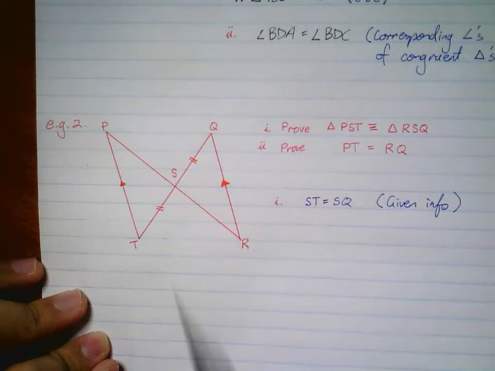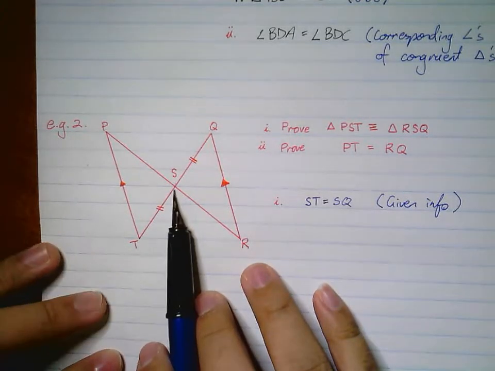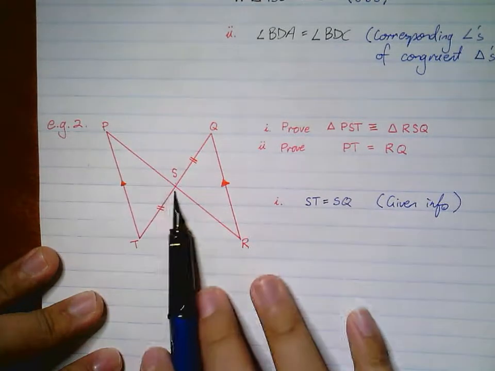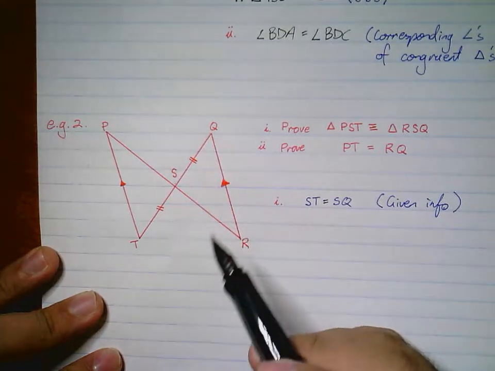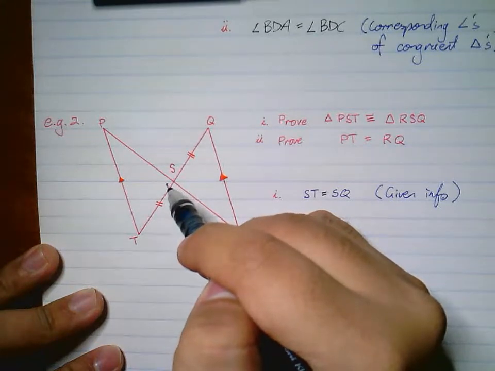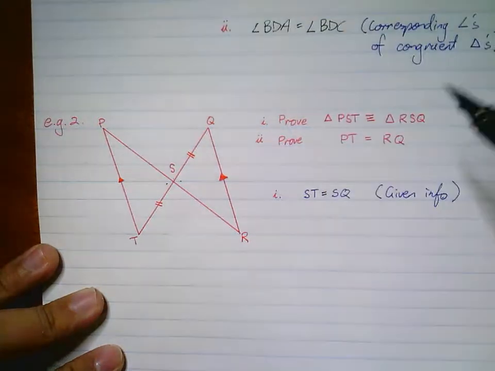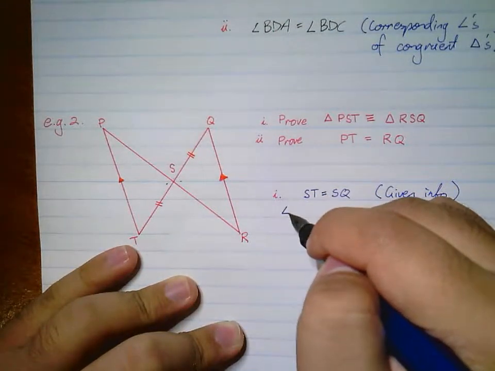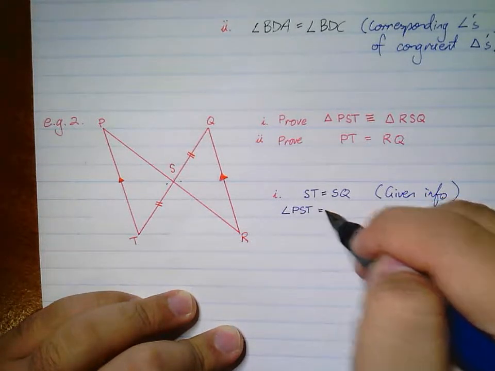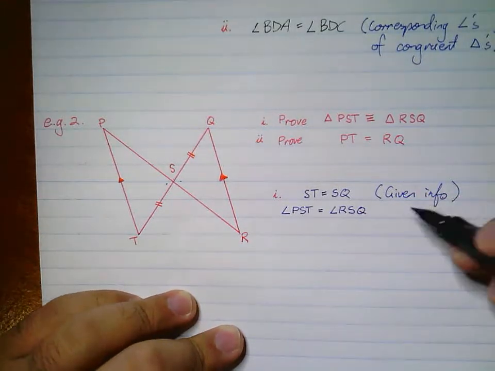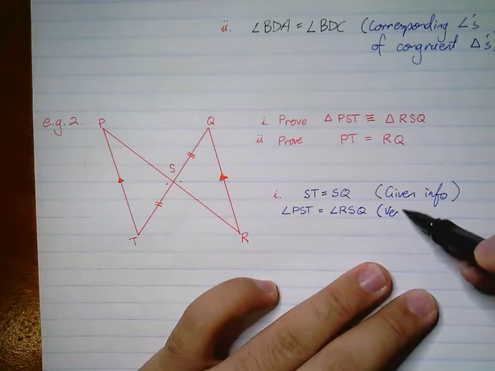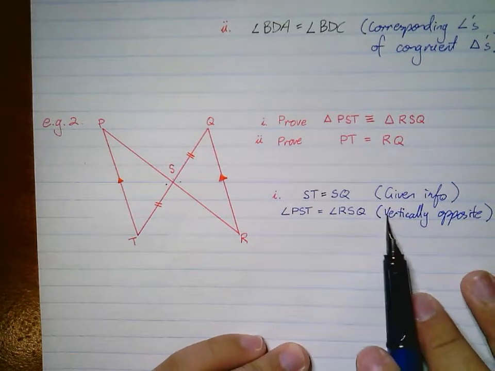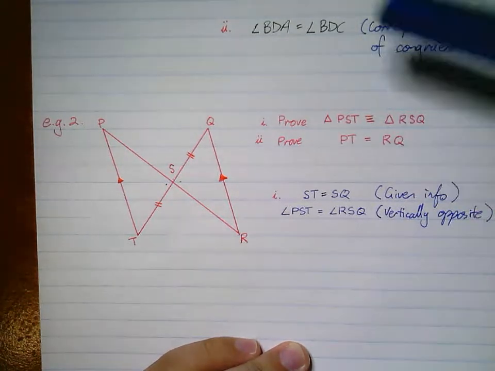Now, let's see if we can figure out some more. Well, if we remember properties of geometric figures, angle PST is equal to angle RSQ. I'm going to draw in pencil what I'm referring to. This angle is equal to this angle. And if you can remember why, it's because they are vertically opposite. So I'll write that in. Angle PST is equal to angle RSQ. The reason for that is that they are vertically opposite. If you don't remember this, I'm going to link this to another video of mine. I've explained this in another video.